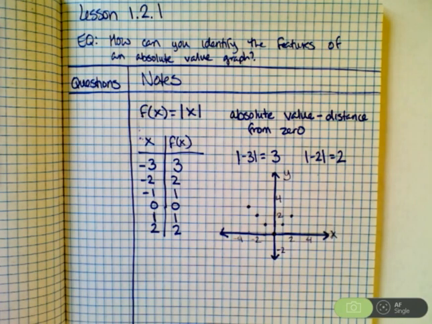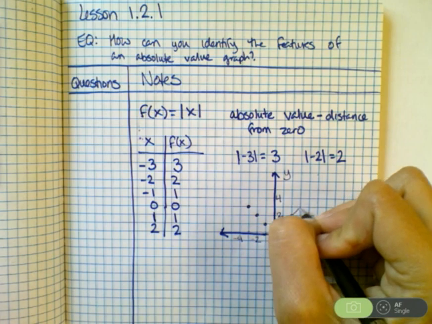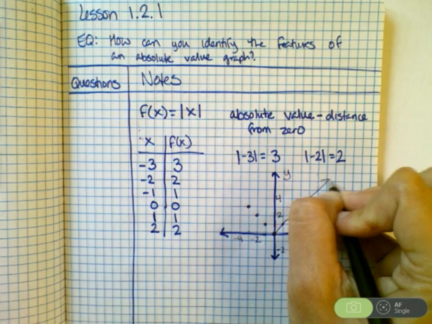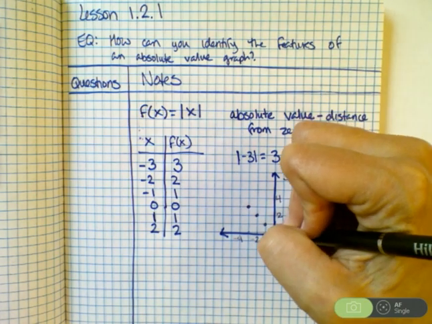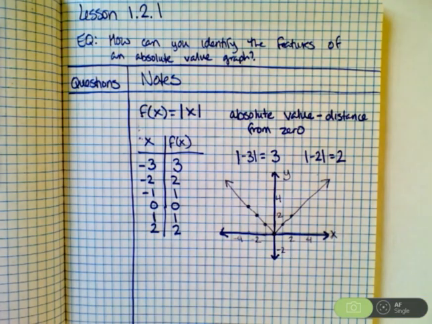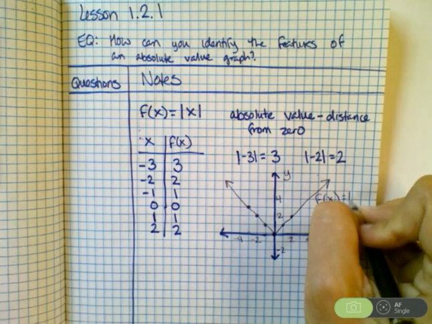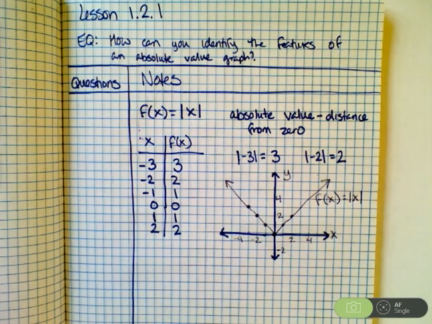So what you can start to see is that this is shaped like a V. I can go ahead and connect this, and those would just keep right on going in that direction. And they would keep right on going in that direction. So that's the most basic absolute value function, just the absolute value of x.